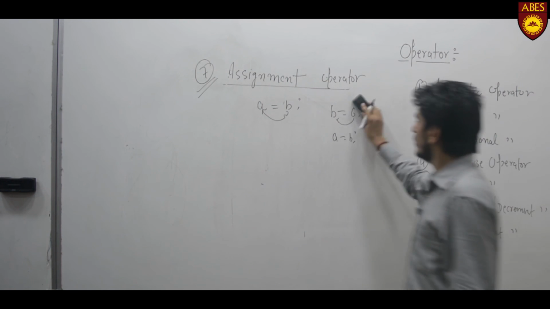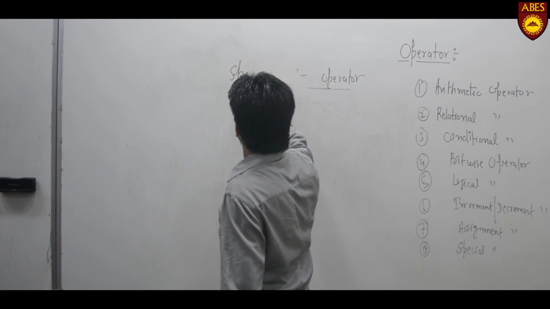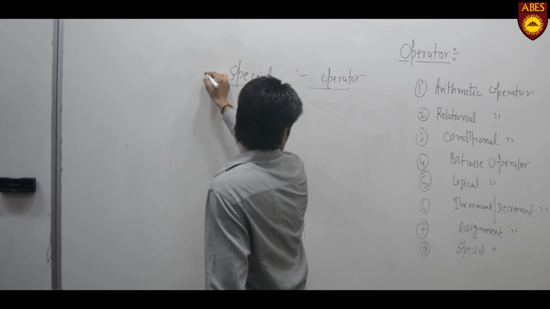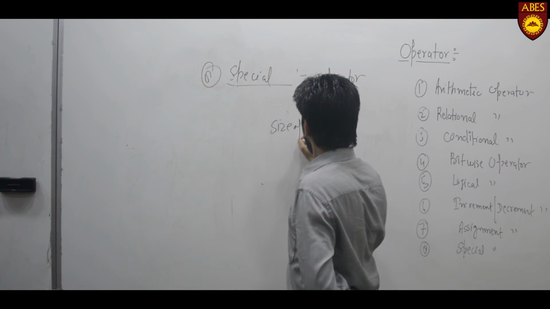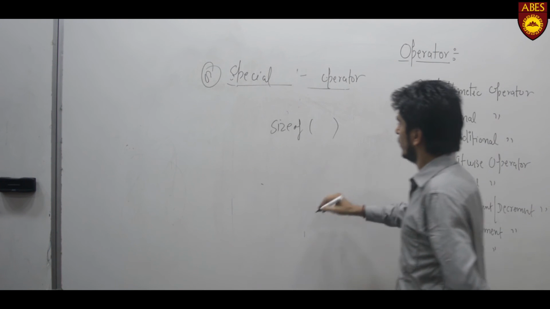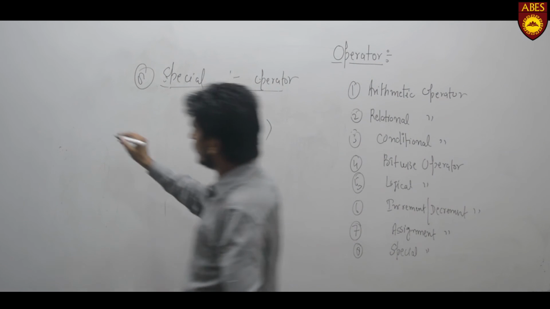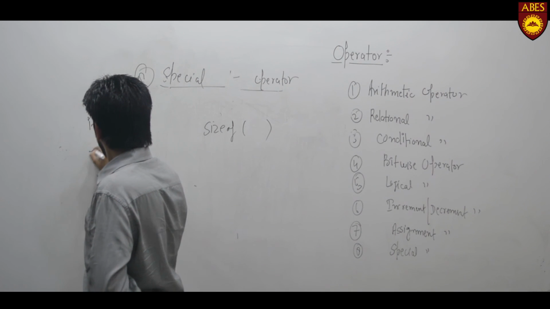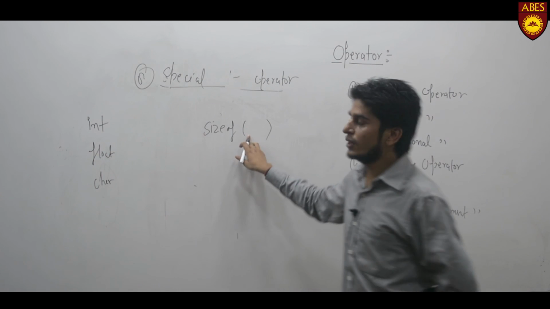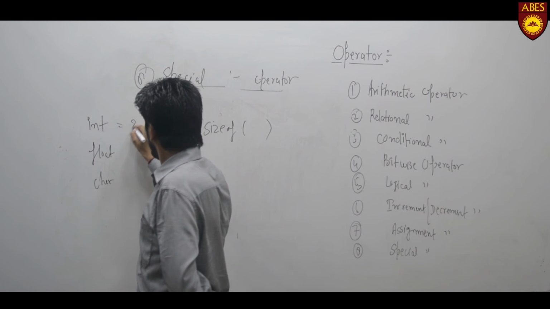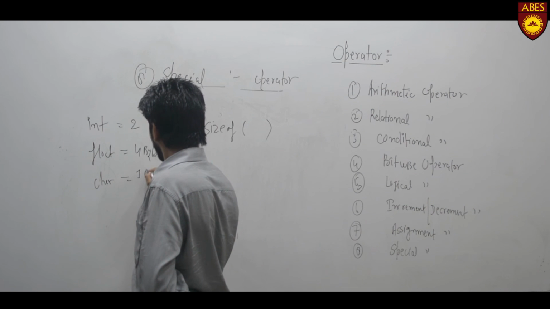The last category of operator is the special type of operator. We use the sizeof operator. Sizeof operator is a special type of operator. Basically this operator is used on data types. We use three types of data in any programming language: integer, float, character. It returns the memory size of values. For integer, it returns 2 bytes. In the case of float, it returns 4 bytes. In the case of character, it returns 1 byte.